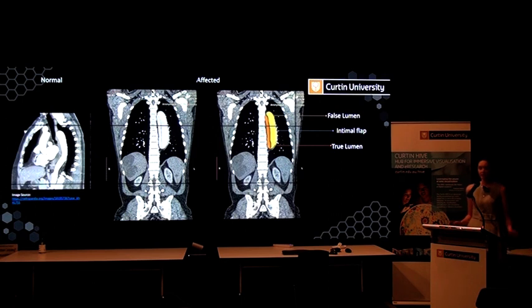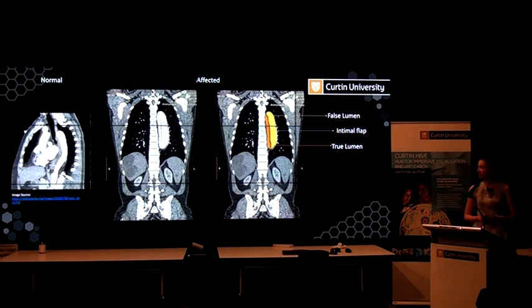I'll just start off with a little bit of background information for those who aren't familiar with what an aortic dissection is. Up on the screen are some CT slices. When we talk about an aortic dissection, we're talking about the aorta, which is the main blood vessel in the body. It takes blood from the heart and provides it to all of your organs and limbs and everything else. The first image up there is a normal aorta. We expect it to be a singular tube, which the blood would flow through.